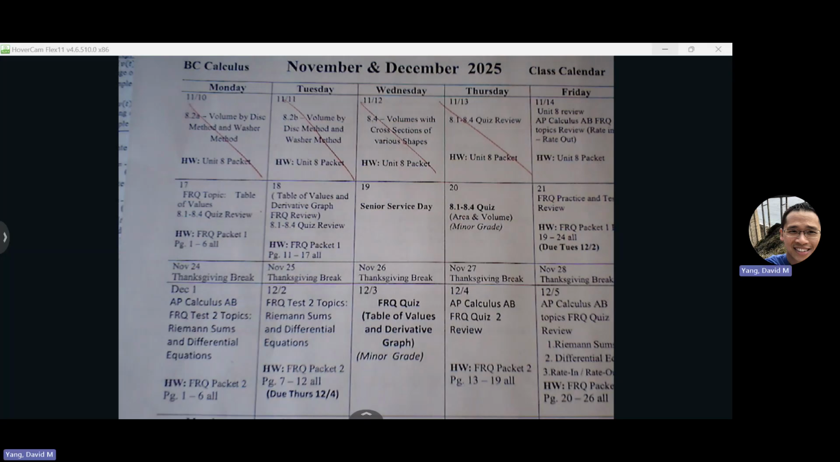So we'll take that quiz Wednesday after break, and then the Tuesday after will be familiar topics, Riemann sums, differential equations, and then this rate in, rate out, which we're going to talk about today. That won't happen until the second week after we get back from break. And then we're going to do 2 days of multiple choice review. There's just an assortment of topics that we've covered over the course of the semester.